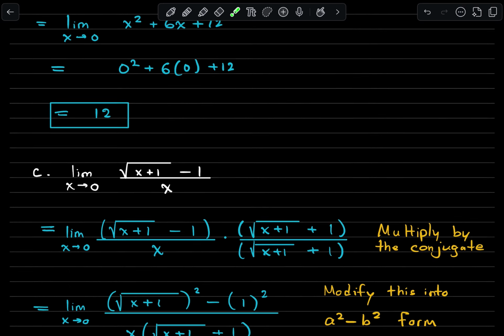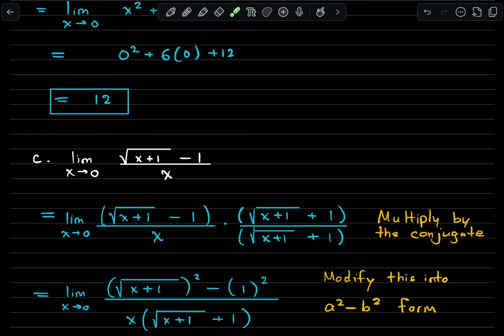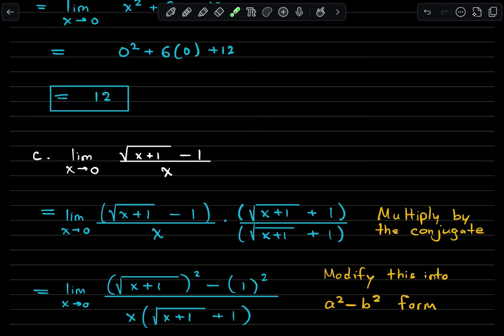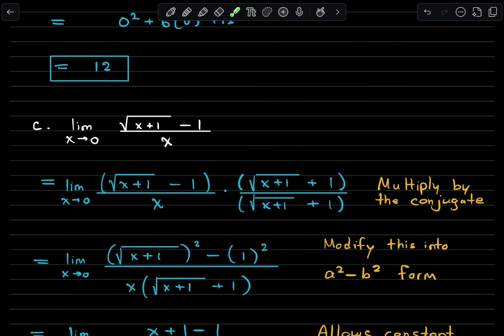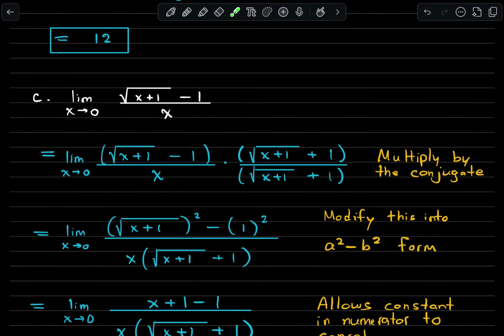Okay. And if I had a plus here to begin with, I would have multiplied by a minus b over a minus b. But the effect is the same. So this is to get this into an a squared minus b squared format. Both of our terms are squared here. This radical is going to cancel out. And there's no need to distribute this. We can just leave that as it is for now.